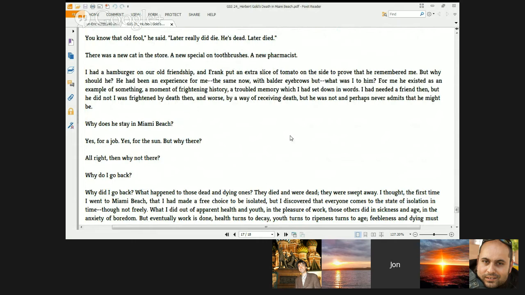But why should he? He had been an experience for me, the same now, with bolder eyebrows, but what was I to him? For me, he existed as an example of something, a moment of frightening history, a troubled memory which I had set down in words. I had needed a friend then, but he did not. I was frightened by death then, and worse, by a way of receiving death. But he was not, and perhaps never admitted that he might be.